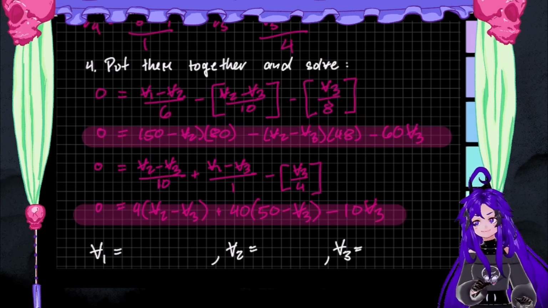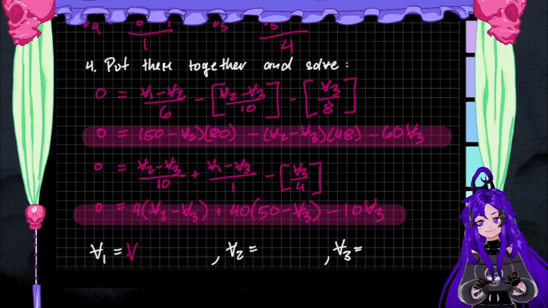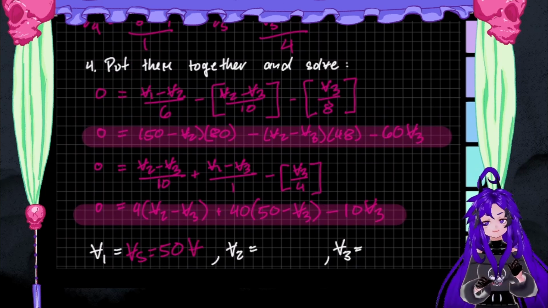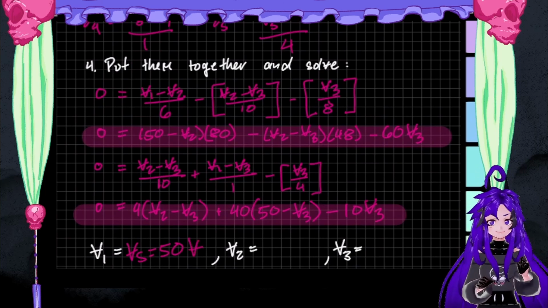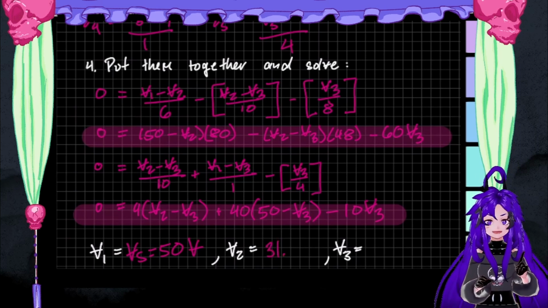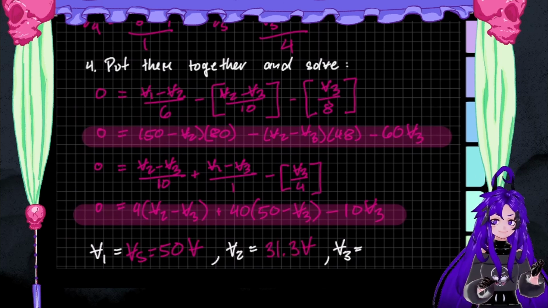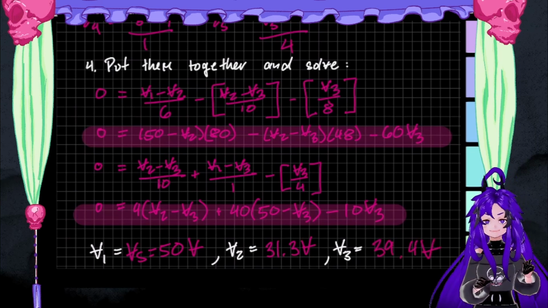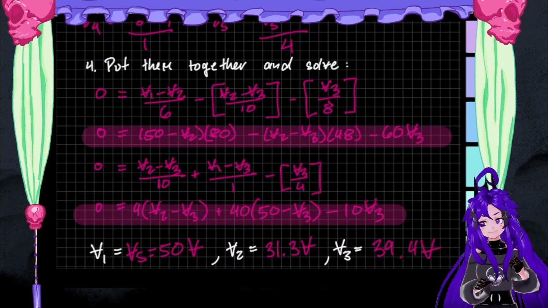So we're going to get that V1 equals V source equals 50, right? And we got that by inspection. So we got that because we looked at it and we used our noggins. V2 we're going to get as 31.3 volts. And V3 we're going to get as 39.4 volts. And that's it. That's it.